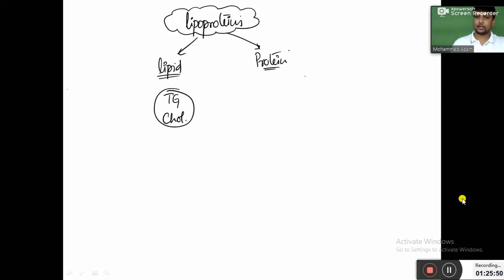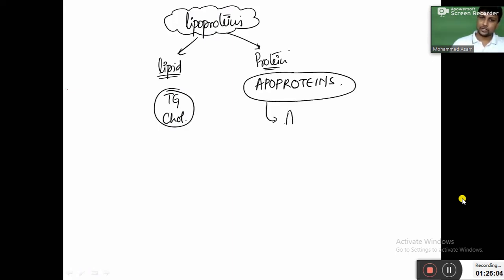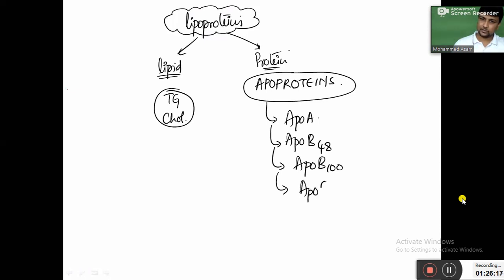And on the other side, welcome to the protein part. The proteins here are known as apoproteins. There is a special name. And we have a variety of apoproteins. We have apoprotein A, and then apoprotein B. In B we have B48, and then apoprotein B100, and then there will be apoprotein E, and then apoprotein C.